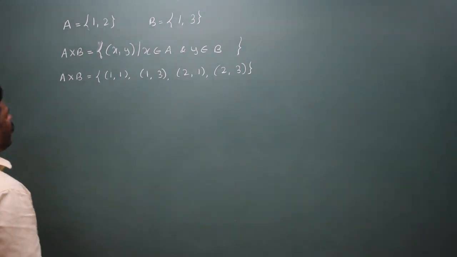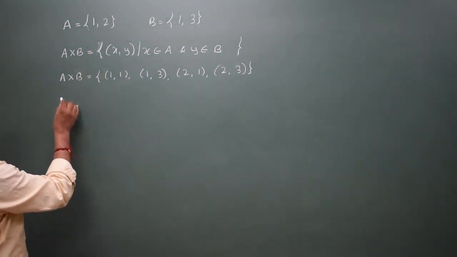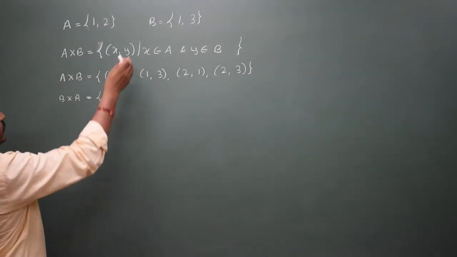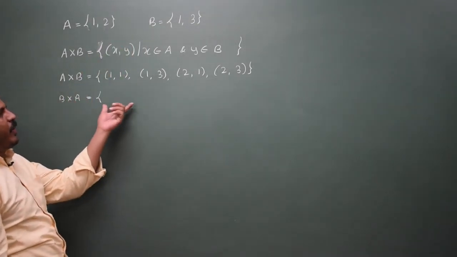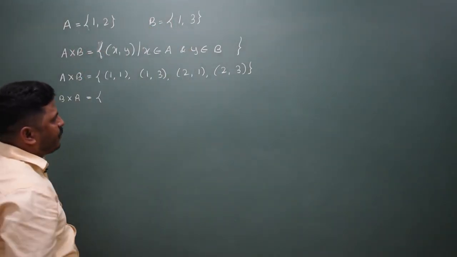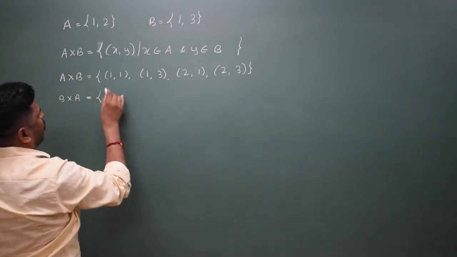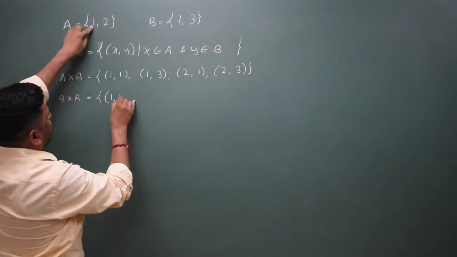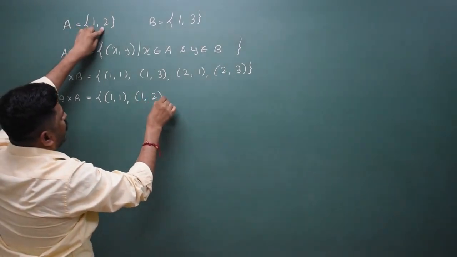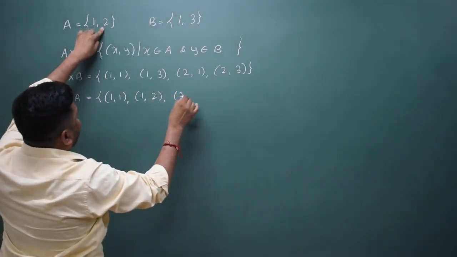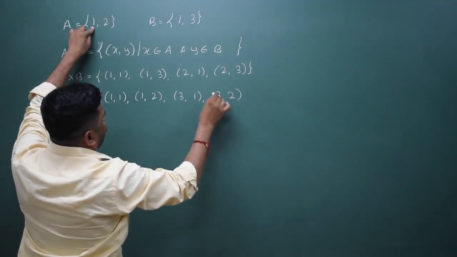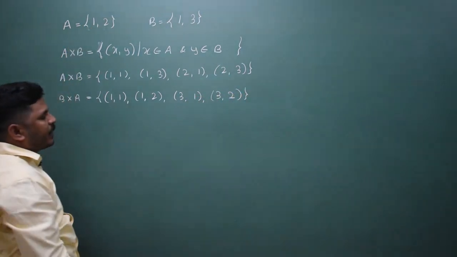Now, B cross A if I write, that is (x, y) such that x is from B, first element from B, and second element from A. First element from B 1, second element from A 1 and 2. First element from B 3, second element from A. This is B cross A.